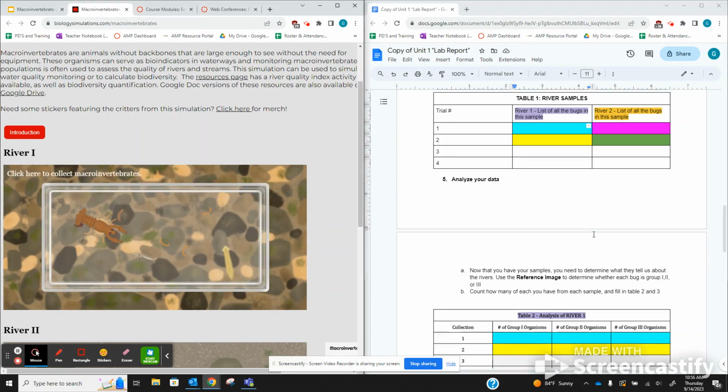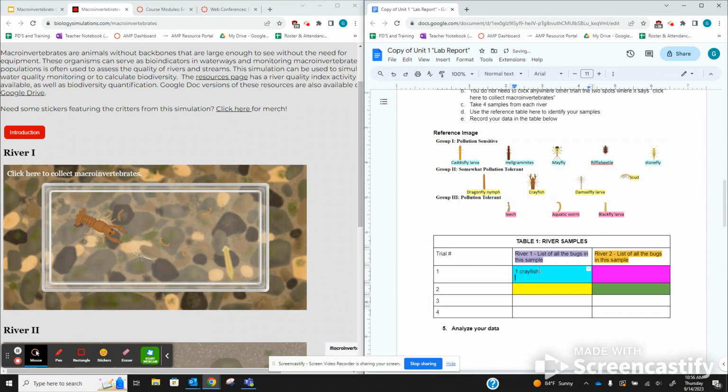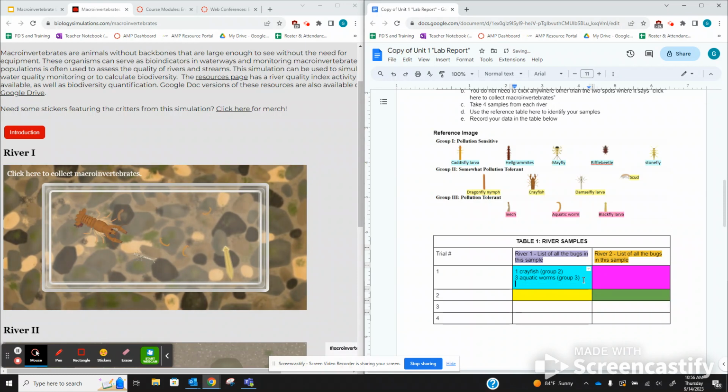So first I'm going to click and I'm going to write down every organism that I have in this sample. So I see 1 crayfish. I see 1, 2, 3 aquatic worms. And I'm going to go ahead and make my life a little easier. I'm going to write what group they're in as I go. Those are group 3. My crayfish is group 2. And I see, who else? Let's see, I see a damselfly larva, which is in group 2.